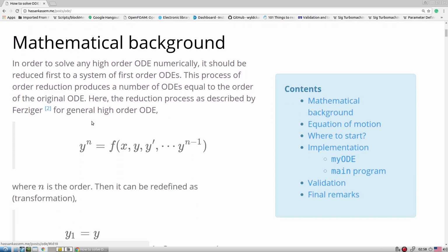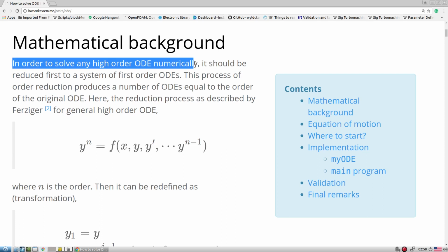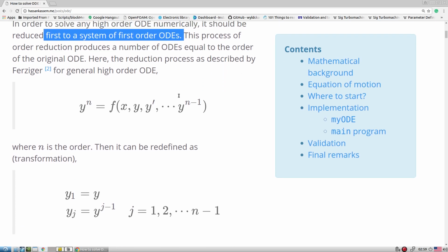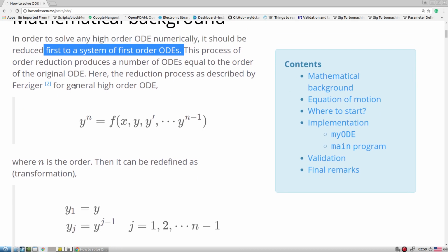Mathematical background: we can solve any order of equation inside OpenFOAM. If it is first order, it goes straight away. If it is a higher order, then how do we proceed? In order to solve a higher order ordinary differential equation, it should be reduced to a first order system, or first order ODEs. So basically any order equation we first reduce into first order equations, and then we go ahead.